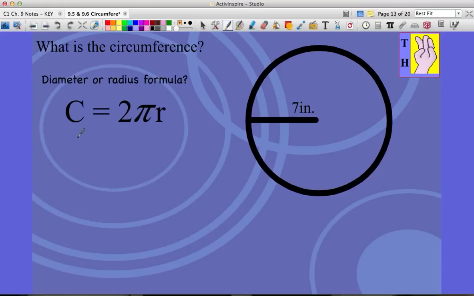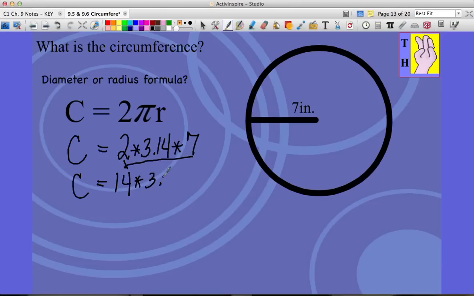So I fill in what I know. I don't know C. 2 stays the same, it's a constant. Pi turns into 3.14, and I put in 7 for r. Now to make life easy on myself, I'm going to do 2 times 7 first. And that gives me 14. But I still have to multiply by pi. So I come over to the side, 3.14.